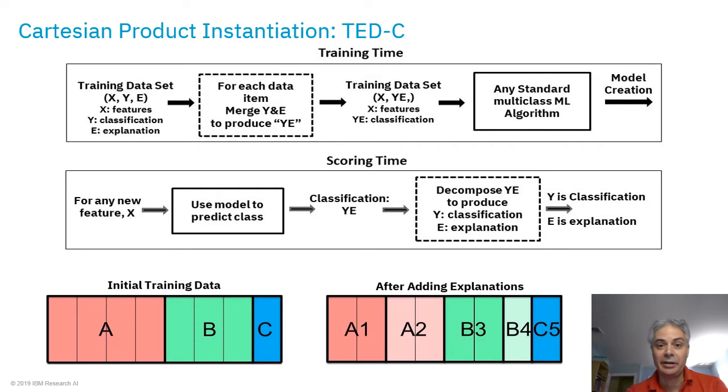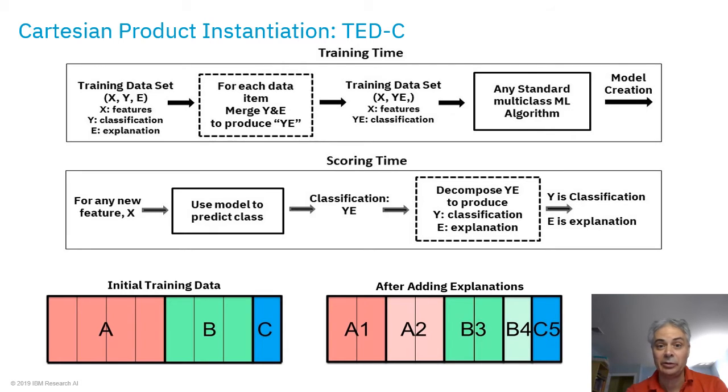The Cartesian product instantiation of the TED framework simply merges the Y labels and E explanations together to form a new label. This label is then used with the original features to train a new classifier that will predict the joined Y and E labels, which then can be decomposed once a prediction is made. The approach can use any standard multi-class algorithm.